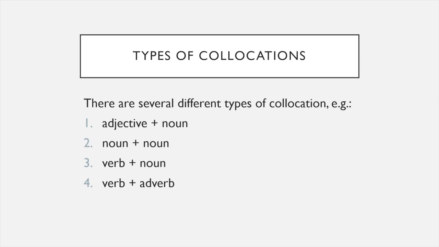Number 4 is the verb-adverb combination. For example, to whisper softly, to wander aimlessly, or to fail miserably.